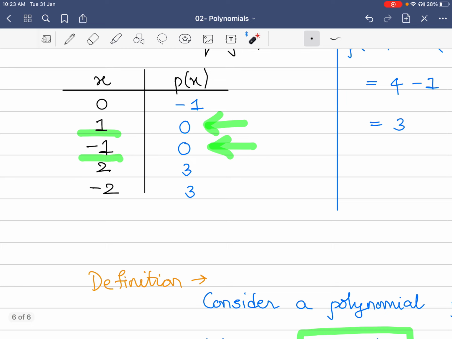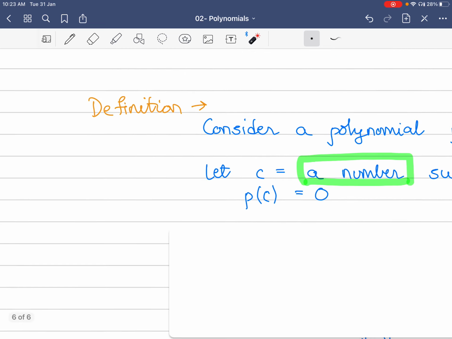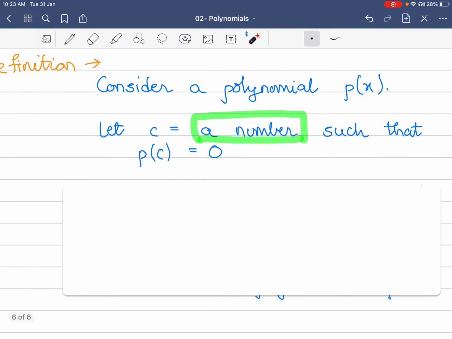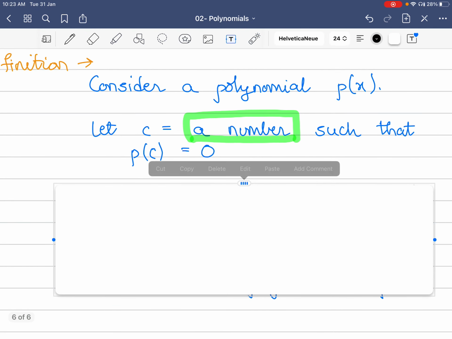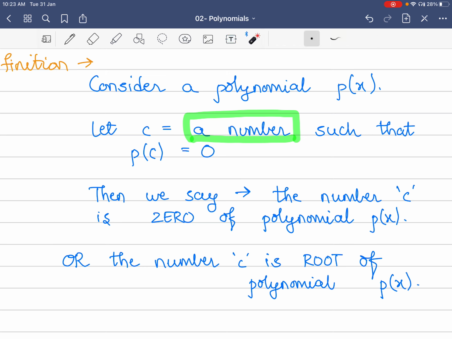These are the two special numbers c, where P of x will be equal to 0. Okay, so in that case, now let's remove this. Then we say the number c is a 0 of the polynomial P of x. So again, I'm going to highlight this. The number c is called a 0 of the polynomial P of x, or the number c is a root of the polynomial P of x.